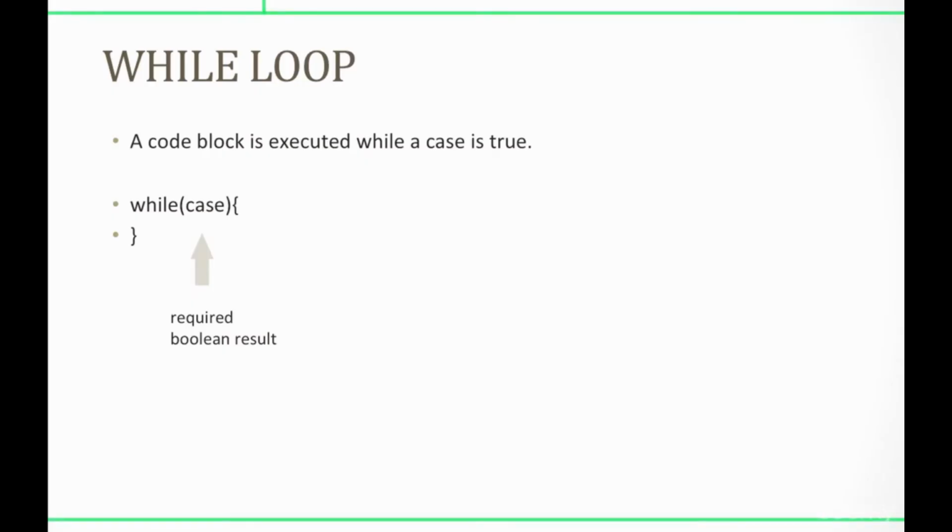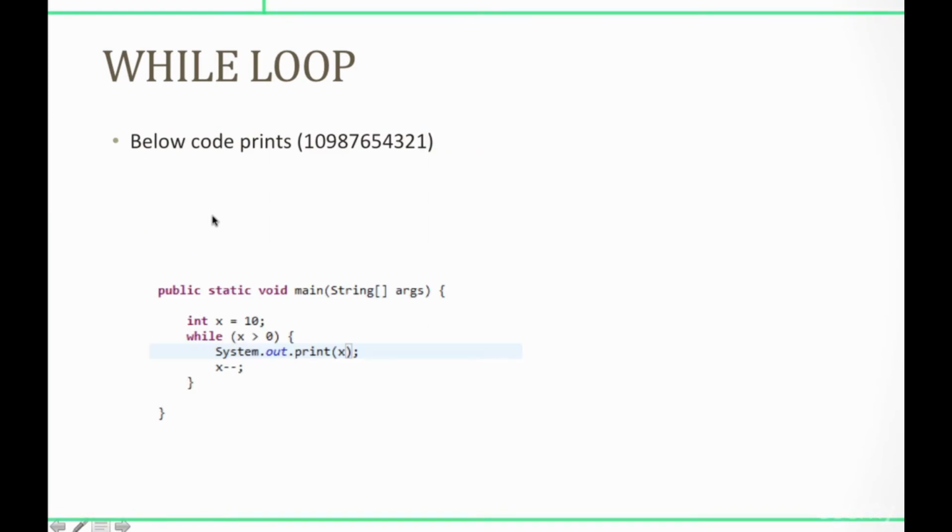In the previous chapter we talked about for loops. The second loop type is the while loop. In a while loop, a code block is executed while a condition is true. Syntax is while, parentheses. We put the condition in parentheses and we put curly braces to define the context. This is required and should be evaluated as a Boolean result. So this condition should be a Boolean true or false value.